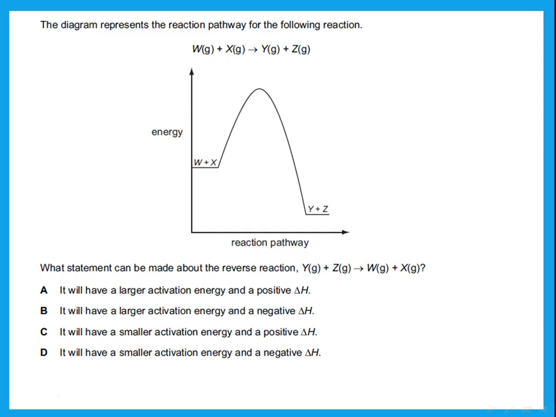So, it is either A or B. What will happen to the delta H? Well, it is still, what are we talking about now? If I go forward like this as it is written, it is what type of reaction? It's exo. But if I go backward, then the products which are now W plus X will have more energy, and that means this is now an endothermic, and the endothermic has what kind of delta H? A positive delta H. So my answer is A.